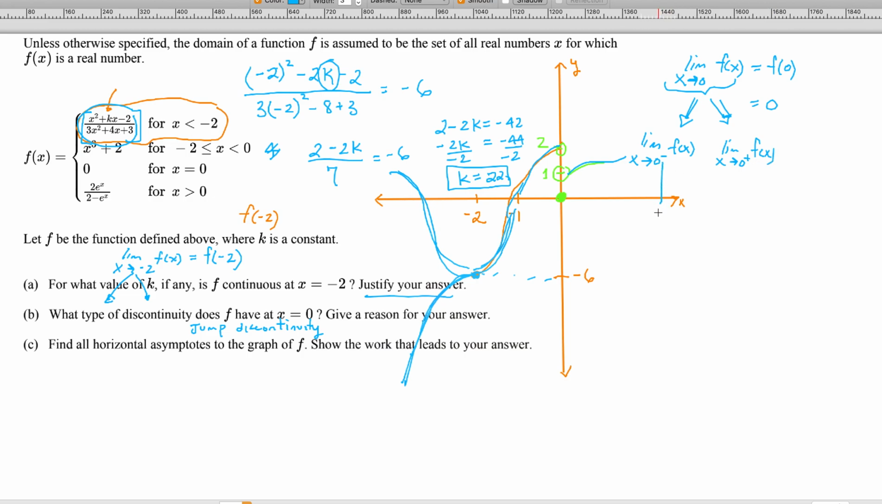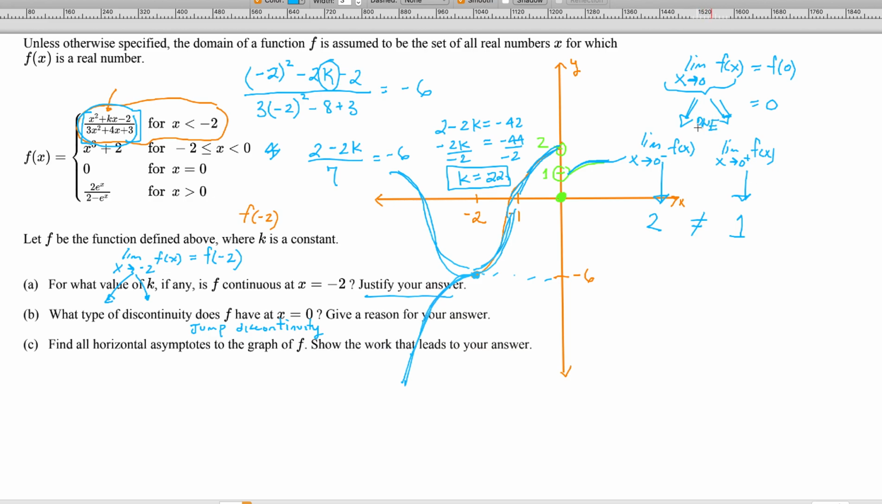And this one, like I said before, is 2, right? As I get closer and closer to 0 along x, I get closer and closer to 2 along y. This one, as I get closer and closer to 0 from the right, I get closer and closer to 1 along y. So 2 does not equal 1, so this limit does not exist.